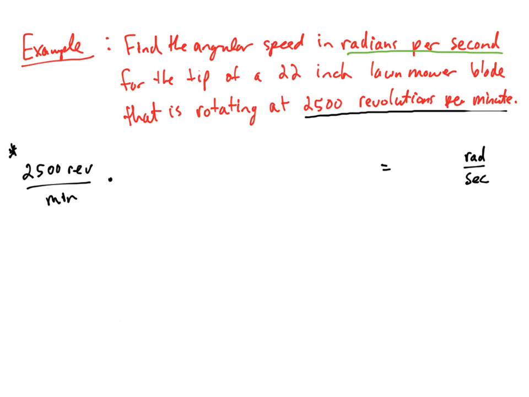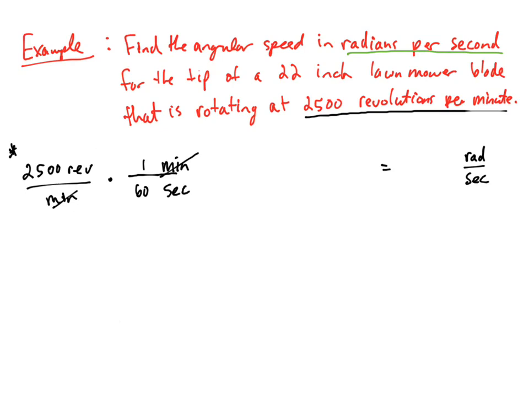So what I'm going to do is convert from minutes to seconds here. 60 seconds is equal to 1 minute, so that is going to cancel out the minutes. Now if I was to multiply this out, I would end up with revolutions per second as my units. So we're one step closer, but we need to convert revolutions into radians.